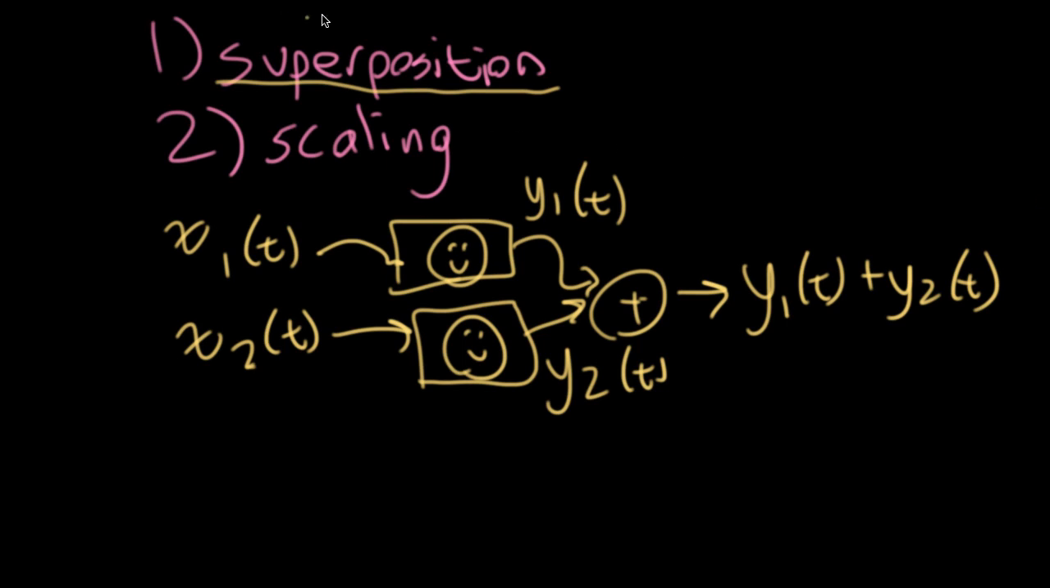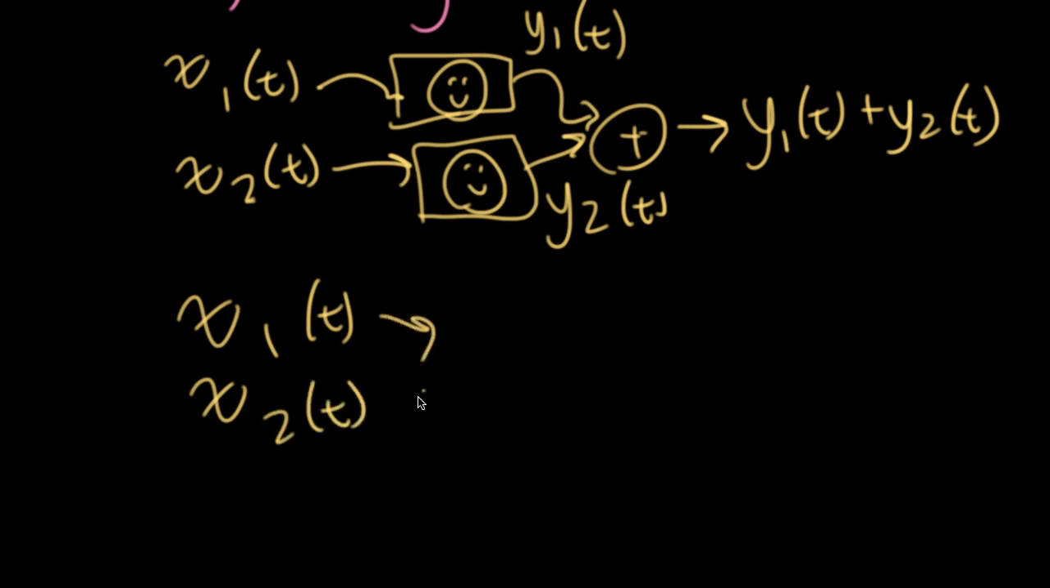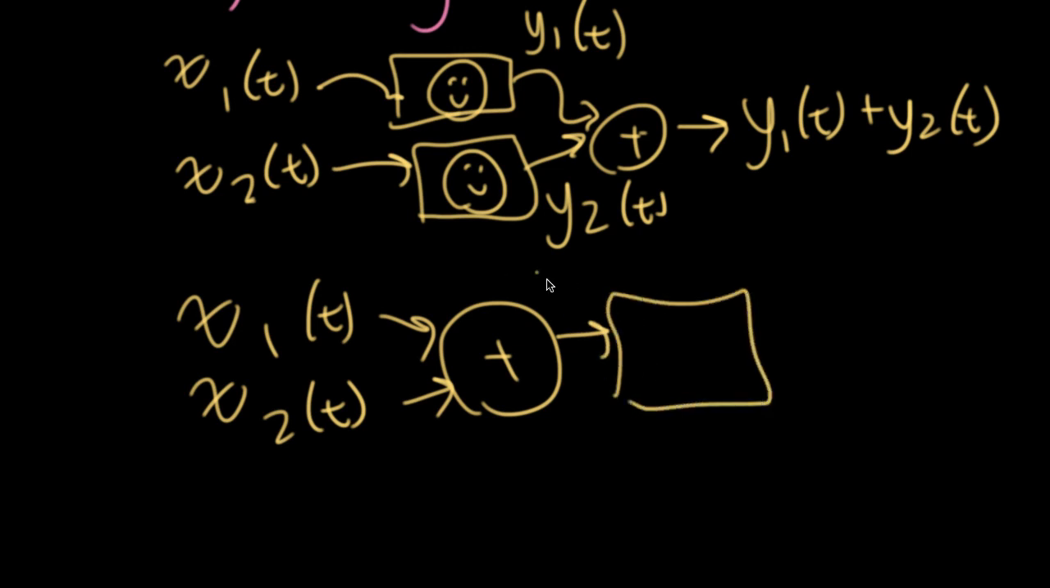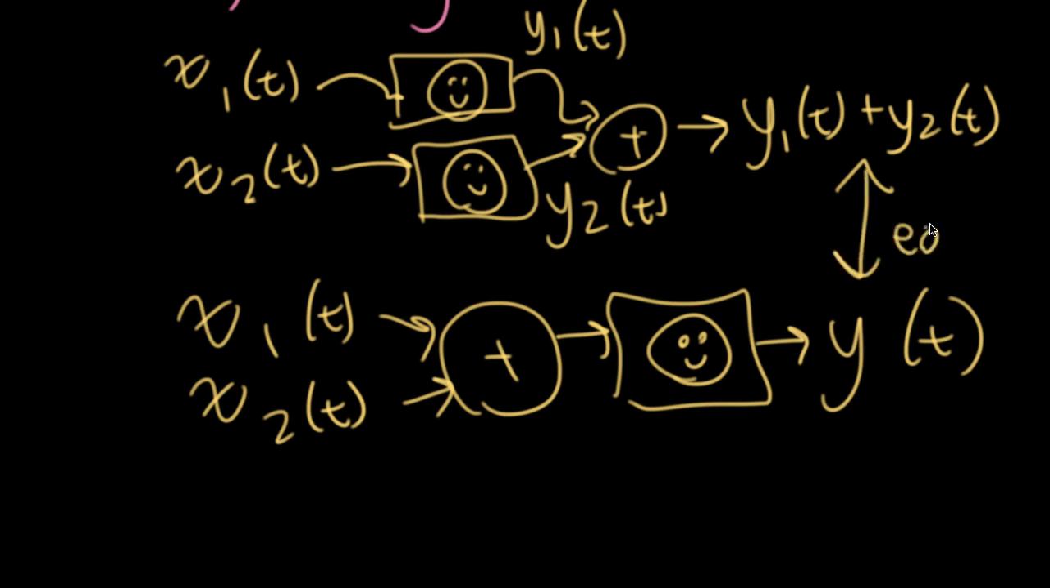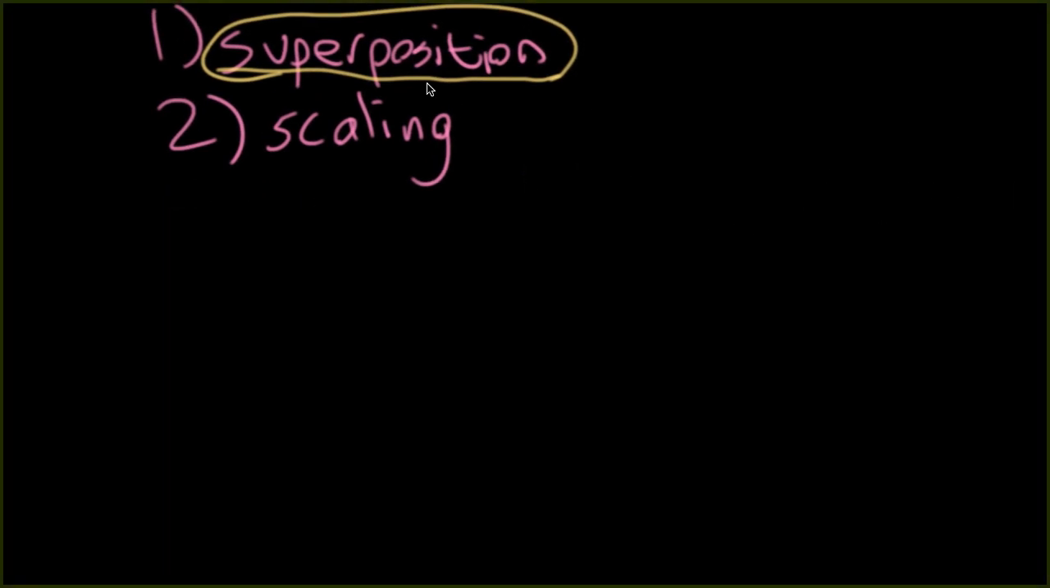Now, if the system has the property of superposition, then I can rearrange the systems as thus. I could take the signals x1(t), x2(t), add them together, and then run the result of that addition through one of these systems. These two results, let me call this y(t) here, should be equal. So that is the property of superposition.